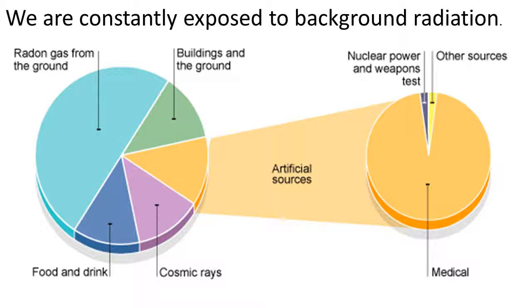Artificial sources, man-made sources: nuclear power and weapons tests, even Chernobyl. When Chernobyl in Russia went into meltdown, that increased the amount of radioactivity in the world. Medical sources, that's by far the largest chunk on that pie chart. That's the biggest source of radiation, and that's things like using radioisotopes for diagnosis or treatment in cancer treatments. So our background radiation comes from artificial sources, and it comes from natural sources.